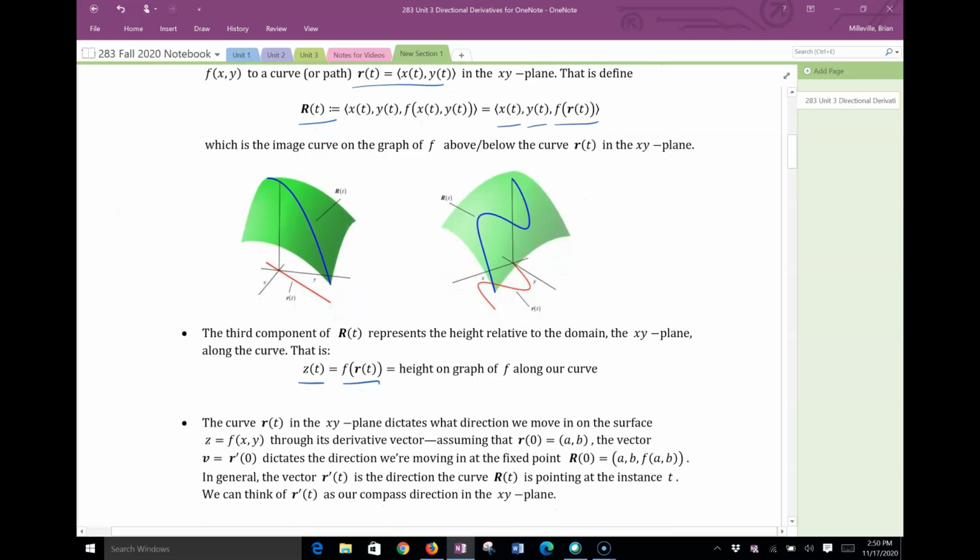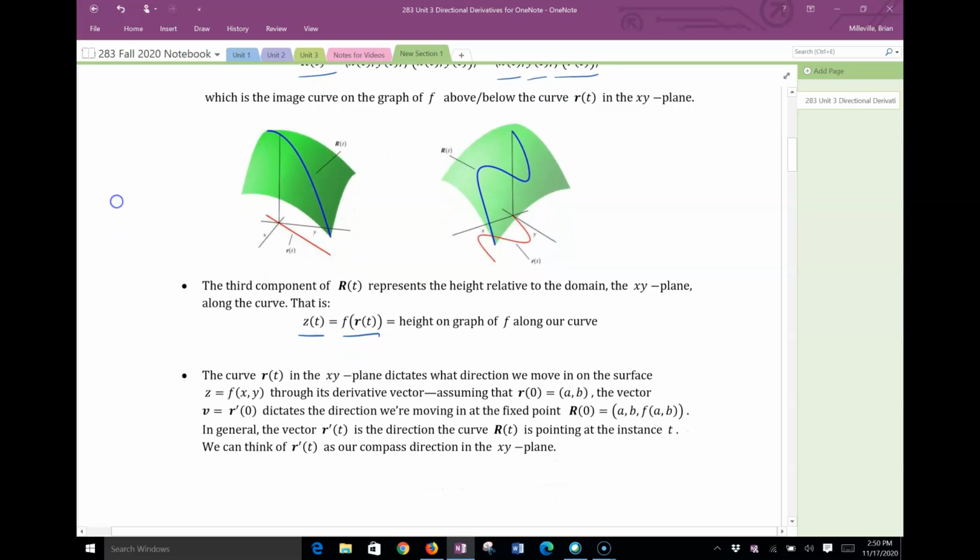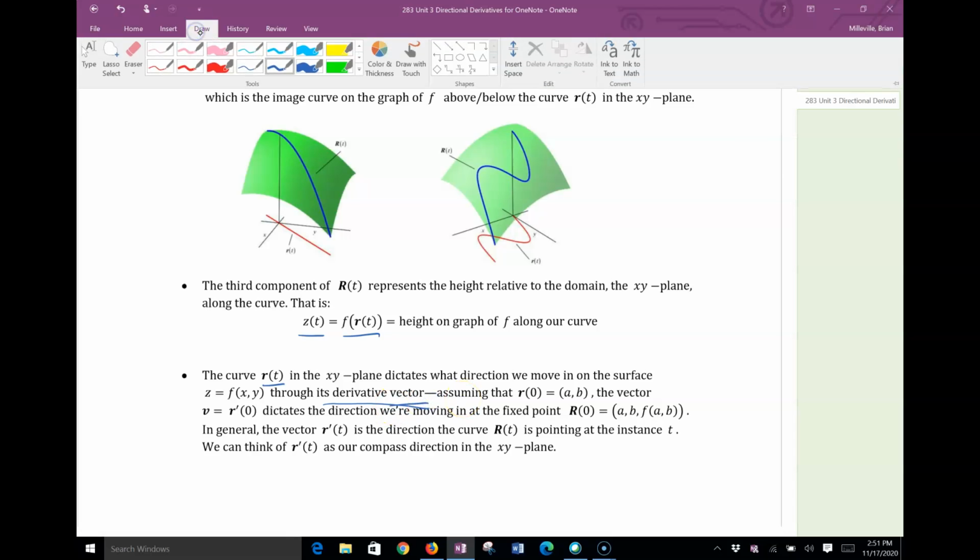Now, how do we determine the direction that we're moving in? The curve down in the xy plane, the red curve here, determines how we're going to travel on its image on the surface. So that kind of dictates which direction that we're moving in, and it's going to do so through its derivative. So we're talking about the curve little r of t in the xy plane and its derivative vector.